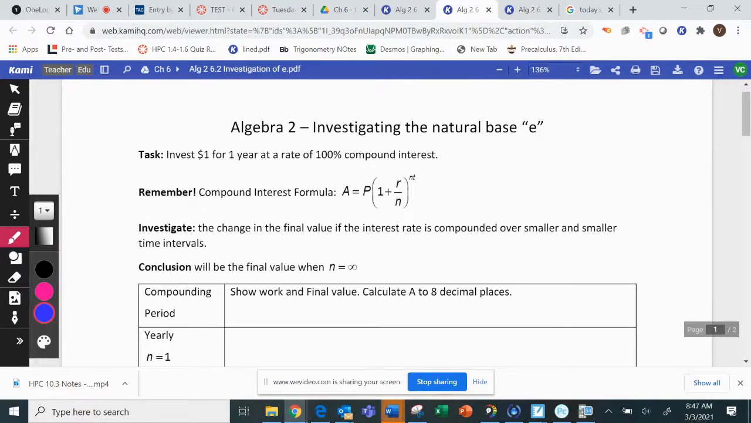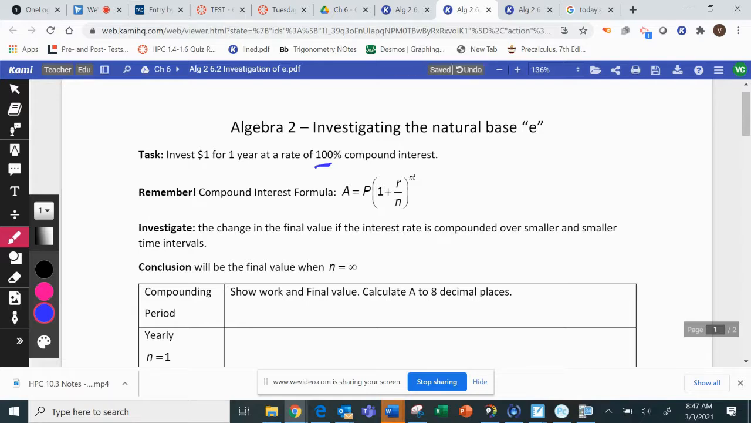And as you're opening it up, we're going to invest $1 for 1 year at a rate of 100% compound interest. So we're doing this so that every single number is 1. Okay, we're investing $1 for 1 year at 100% compound interest.